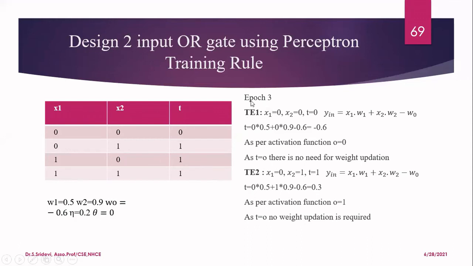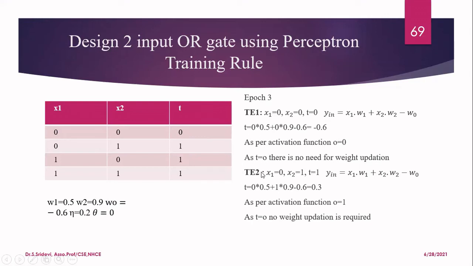I'm going to consider epoch 3. In epoch 3, let me compute TE1. For TE1, when I substitute these values in this formula, I'm getting the final value as minus 0.6. Since it is less than 0, the output of the perceptron will be 0, and it is the same as the expected output. Therefore, no need for any weight updation.